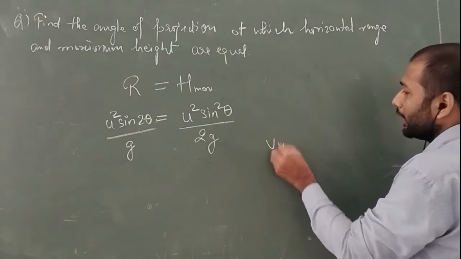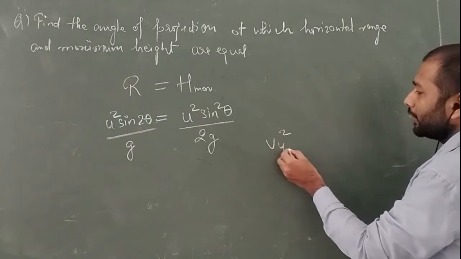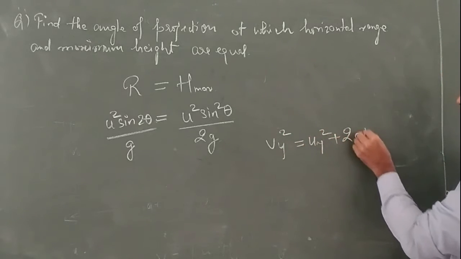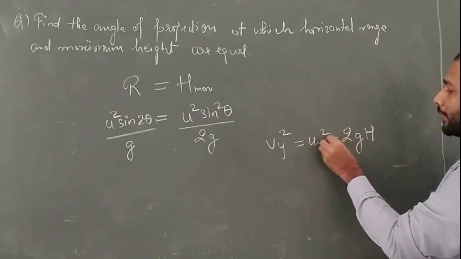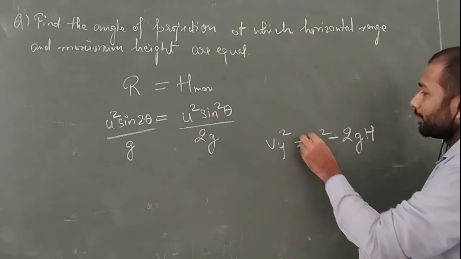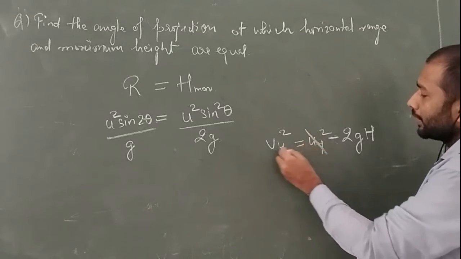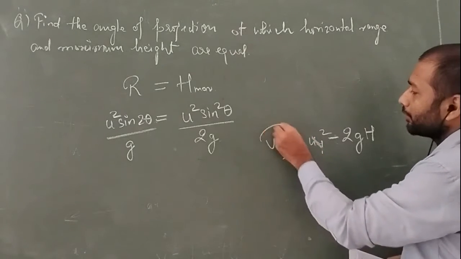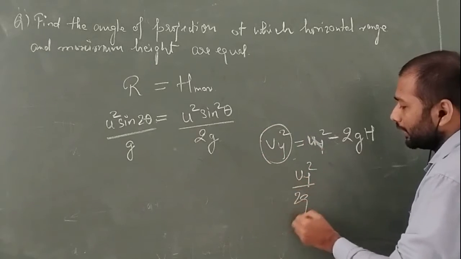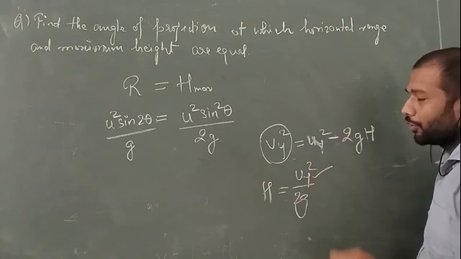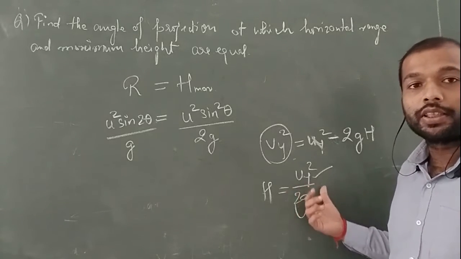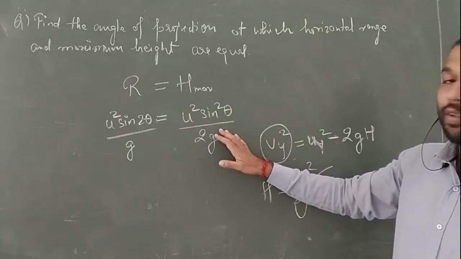You know that we calculate it by using the equation v y square is equal to u y square plus 2g h. If I take the negative sign because g is acting in the negative direction, the value of v y is finally 0. So we can write u y square upon 2g is equal to h, and you know the value of u y is u sine theta. So this is the way to easily remember the formula of our h max.